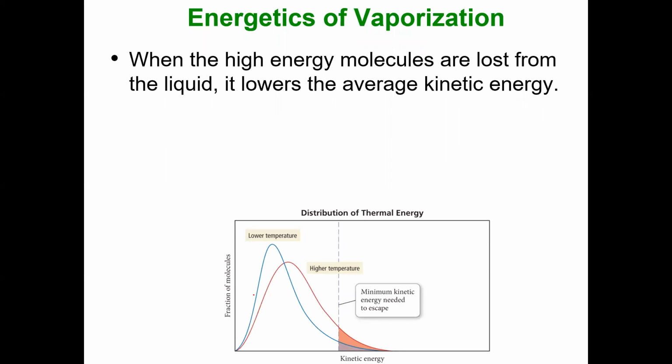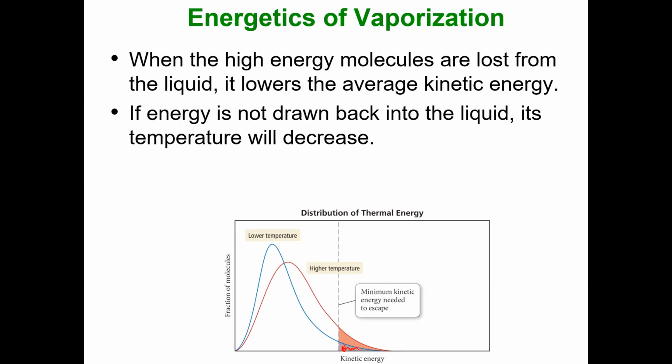But what we really want to focus on is, because you will study equilibrium in greater detail in other courses, the energetics of vaporization. So when the high energy molecules are lost from liquid, right? So if the faster moving molecules are lost, that means the overall average kinetic energy goes down, right? Because if I'm losing the fastest molecules, then the average is slightly shifted. So the energy, if it's not drawn back in, the temperature will decrease.